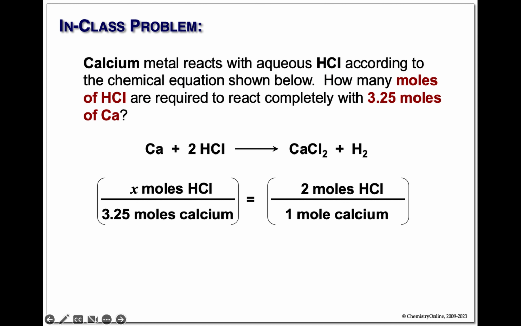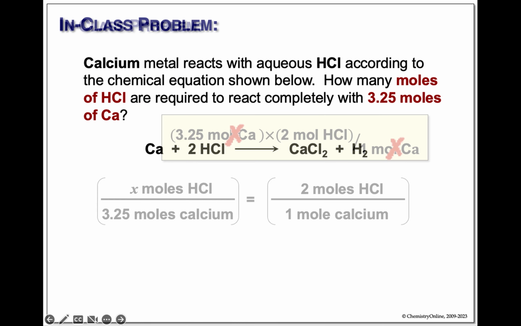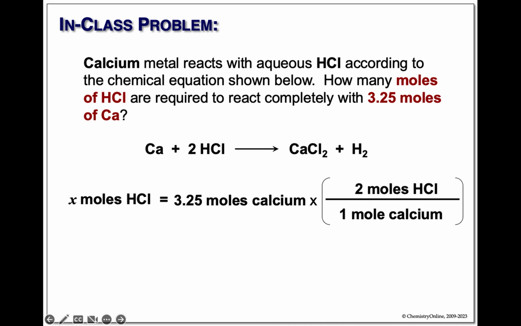The shortcut way, 3.25 times 2 divided by 1. Again, moles of calcium will cancel. Long way, multiply both sides by this. Here's our given, here's our ratio, we cancel. 3.25 times 2 divided by 1. Just saves you writing all of that stuff out. 6.5 moles of HCl. Any questions?